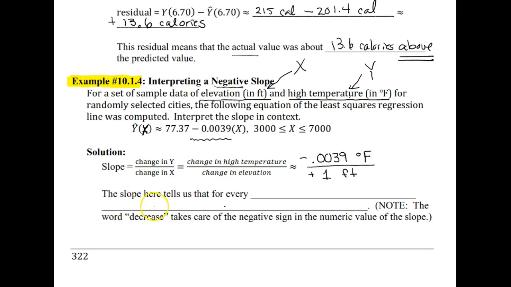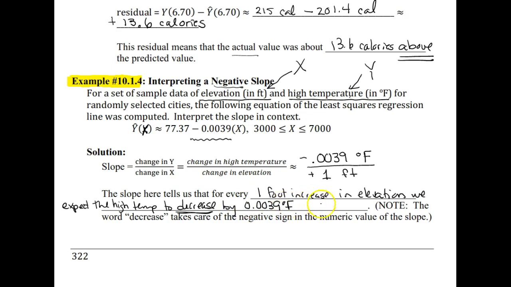So the slope tells us here that for every 1 foot increase in elevation, we expect the high temperature to decrease. That takes care of the negative. So decrease by 0.0039 degrees Fahrenheit on average.